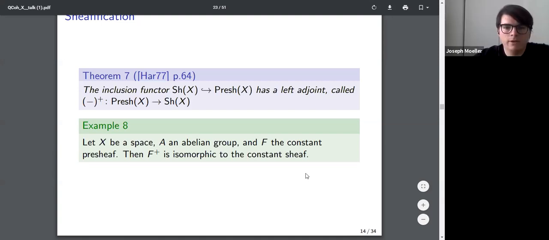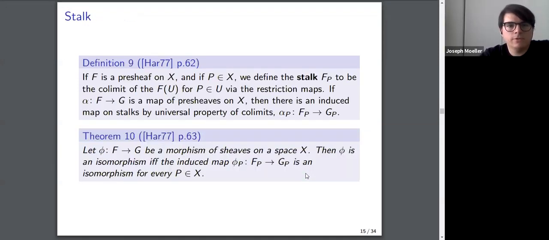Okay. So that's it for sheafification. I just think you can't define sheaf without saying sheafification, but I don't think it'll come up anymore in this talk.